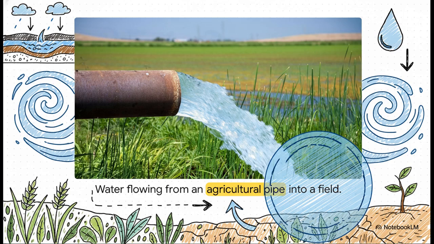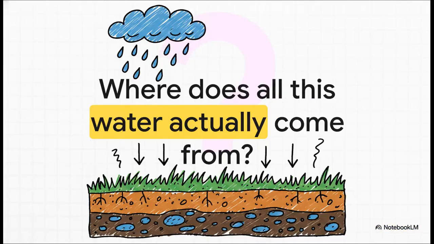But when you stand in a field like this, all you really see is dry land and crops. Which begs a really simple but kind of profound question. Where does all this water actually come from? It's not coming from a nearby lake or some visible river. It's literally being pulled directly out of the dirt. But how? Well, to answer that, we need to completely change our perspective and look beneath the grass.